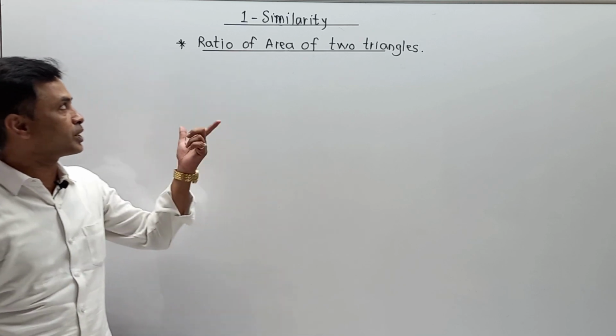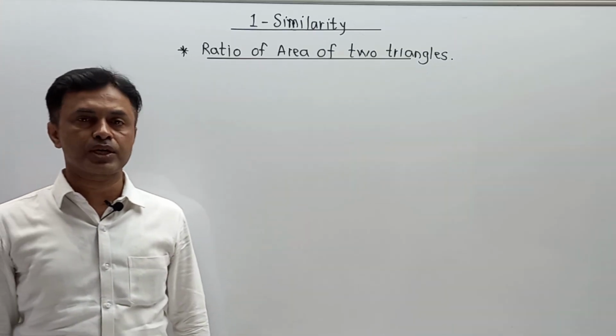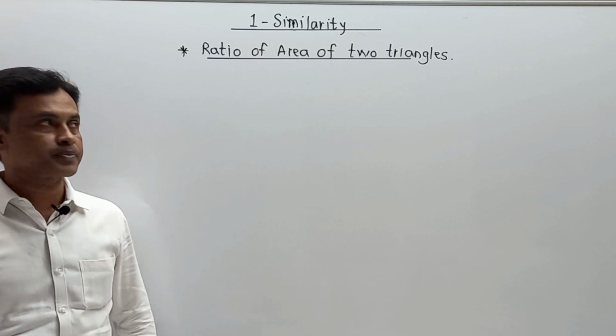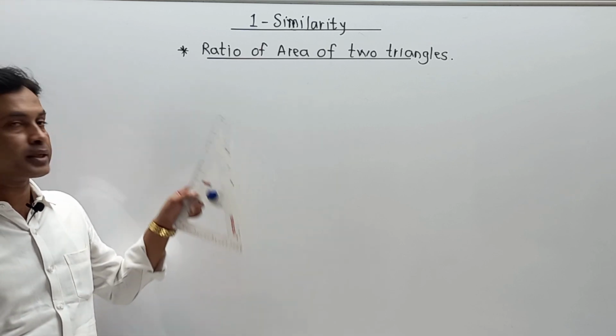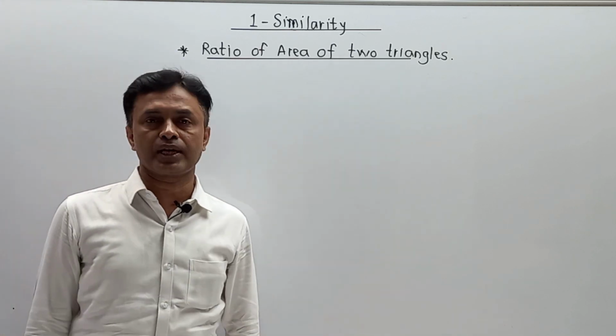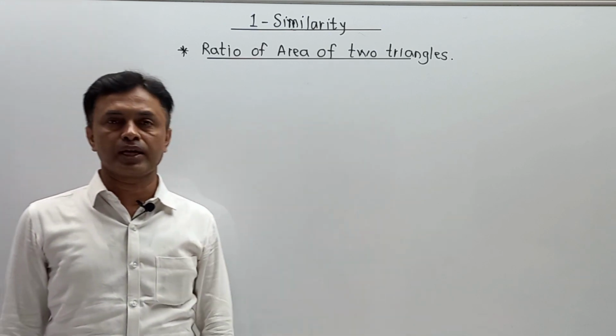Today we are going to start chapter 1, that is Similarity. No doubt we are not going to start the chapter directly. First of all we have to complete some basic concepts, and after that we enter into the syllabus. Among them, as per your syllabus, the first content is the ratio of areas of two triangles. Once again, the concept is the ratio of areas of two triangles.